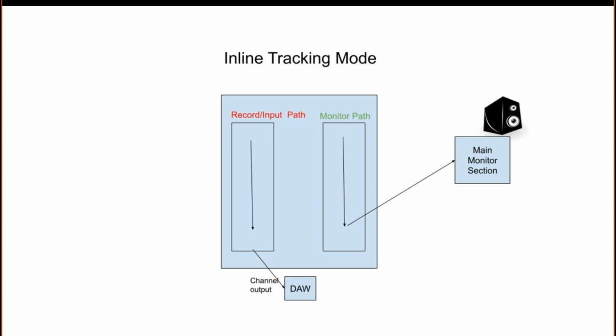Inline tracking mode is what you should be using for recording. It is similar to the signal path of the Neotek used in Audio Engineering 1. This mode uses both paths for one mono signal. When you are recording and have an input signal, it flows down this first path called the record or input path. Then it flows out to Pro Tools. The second path is called the monitor or return path.